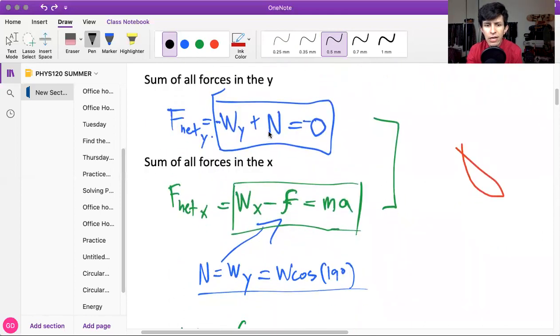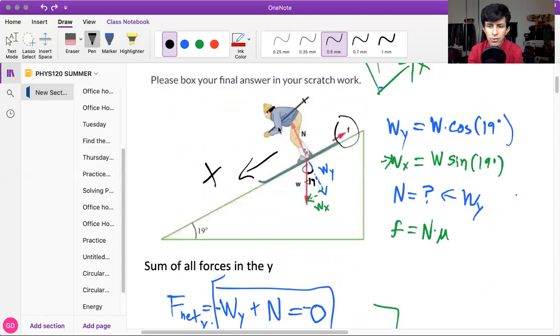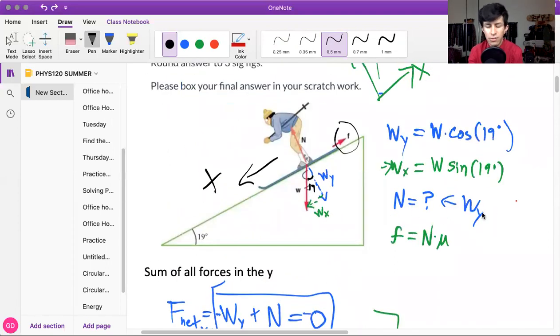Then from here, you can kind of already tell what's going to happen. The weight, if you put it on the other side, the Y component is going to be equal to the normal force. So that's going to give us our normal force, which is the weight in the Y. That's all the Y-axis does.